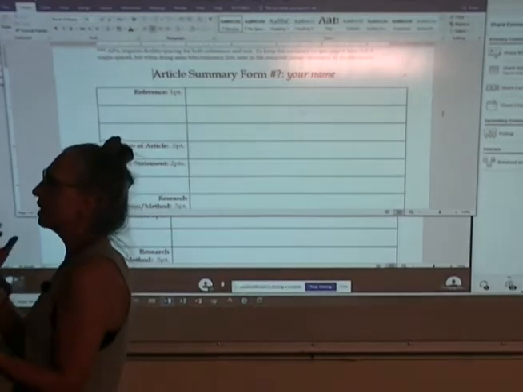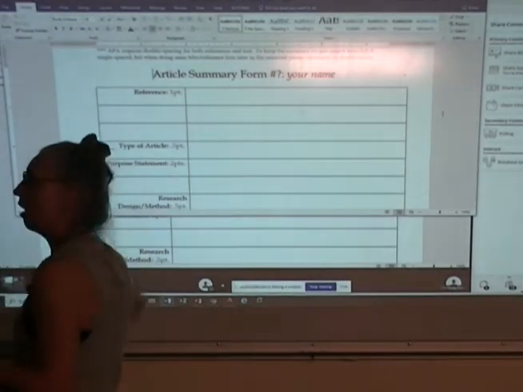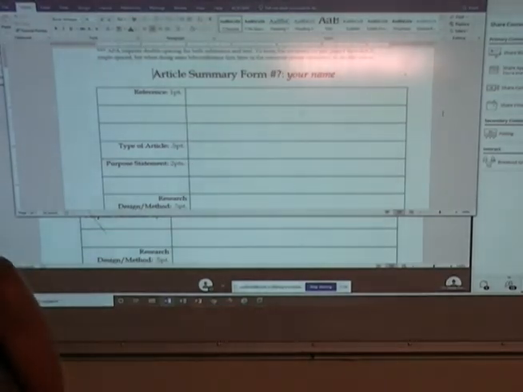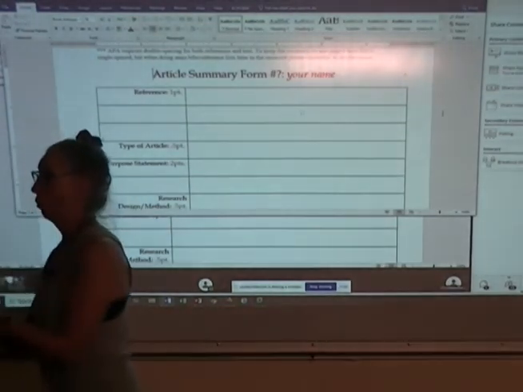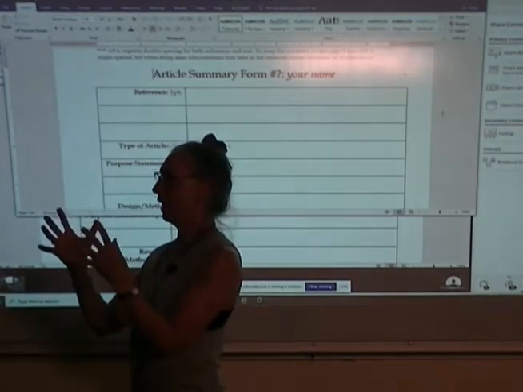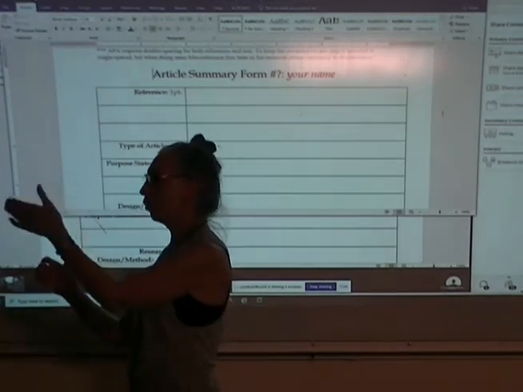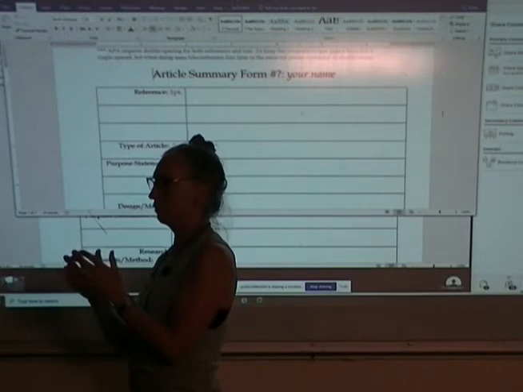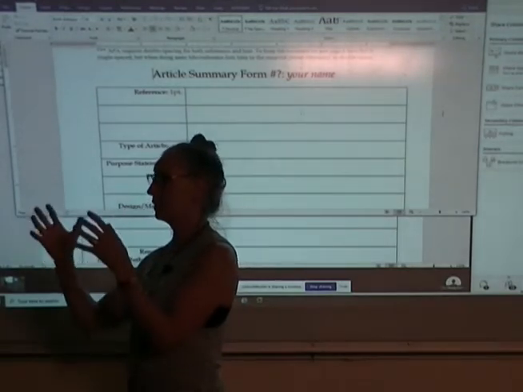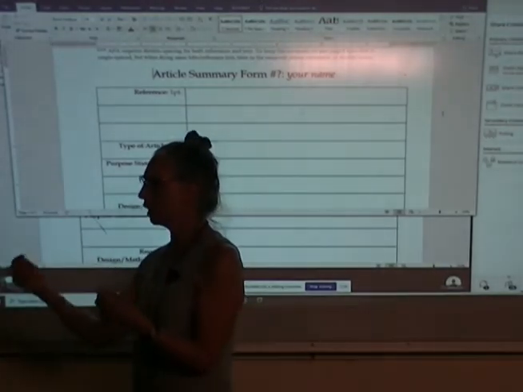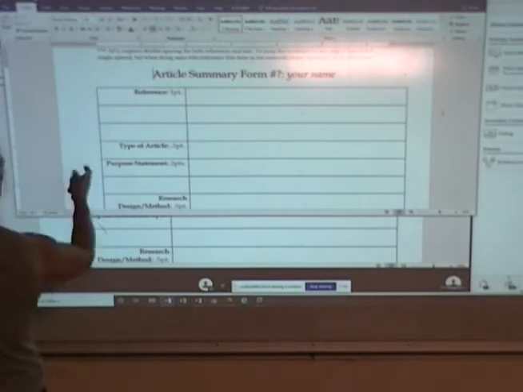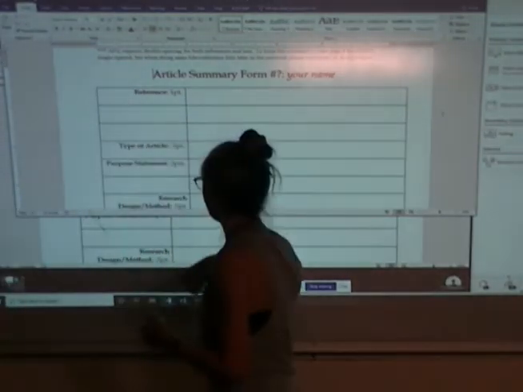That isn't typically something you would actually highlight in a summary, but I think it's something important that you need to know. You need to understand what kind of article it is. Is it quantitative? Is it qualitative? Is it a meta-analysis? Is it a literature review? It's important to be able to identify that. So we're going to practice it a little bit.